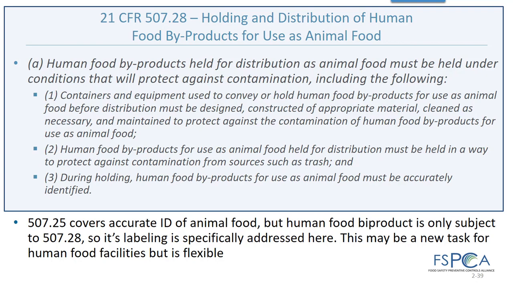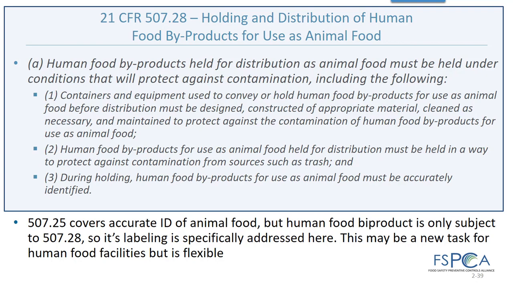Containers and equipment used to convey or hold human food byproducts for use as animal food before distribution must be designed, constructed of appropriate material, cleaned as necessary, and maintained to protect against the contamination of human food byproducts for use as animal food. Human food byproducts for use as animal food held for distribution must be held in a way to protect against contamination from sources such as trash, and during holding, human food byproducts for use as animal food must be accurately identified.